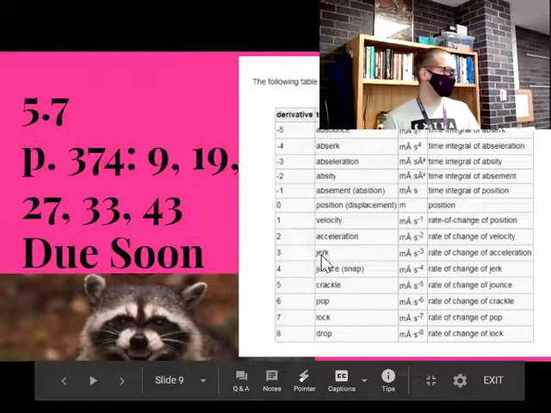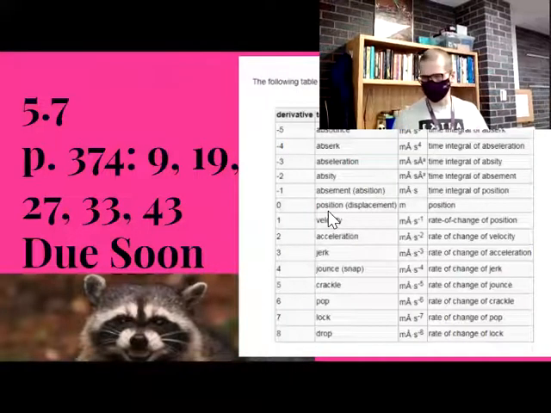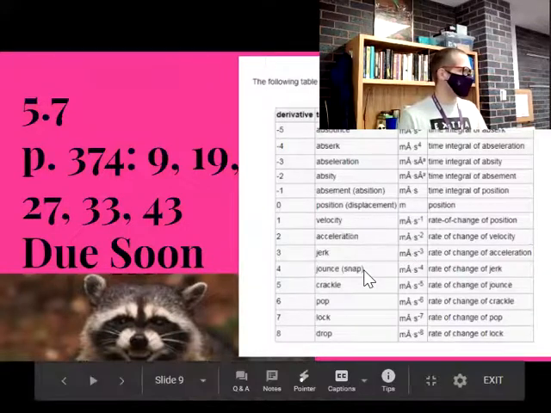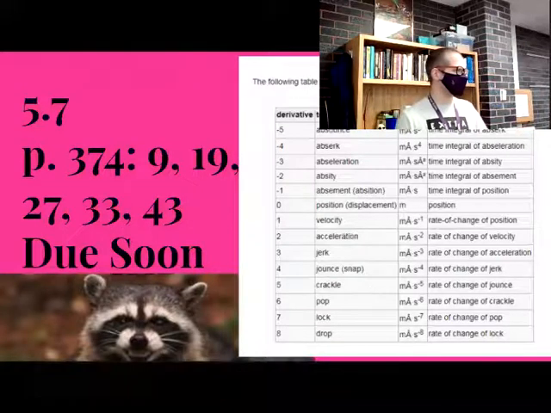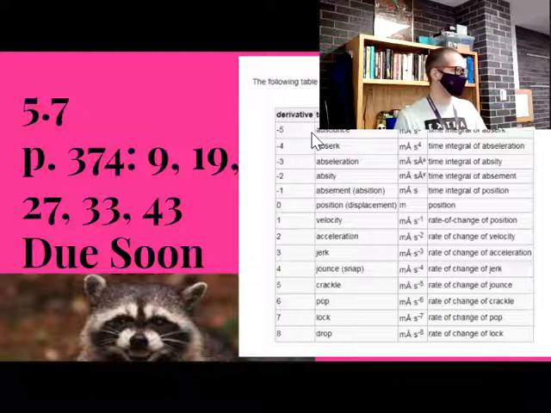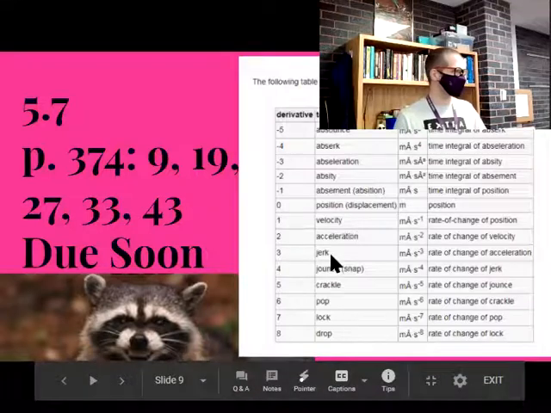Also, I wanted to point out that if you start with position as your original function, the first derivative is velocity, the second derivative is acceleration, the third derivative is called jerk, and the fourth derivative you either call jounce or snap. I go with snap because then it's snap, crackle, pop. The seventh derivative is lock, the eighth derivative is drop. Fun facts. And you can go the other way, the antiderivatives, but I think those all suck. I think these are super awesome. I love the fact that the third derivative is jerk.